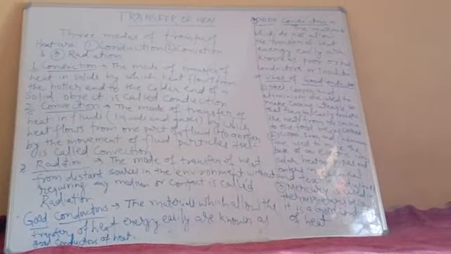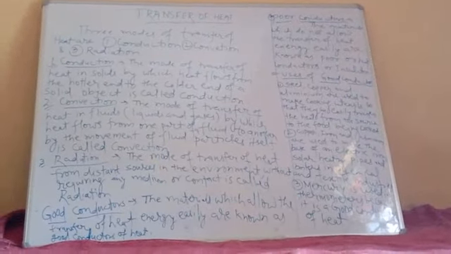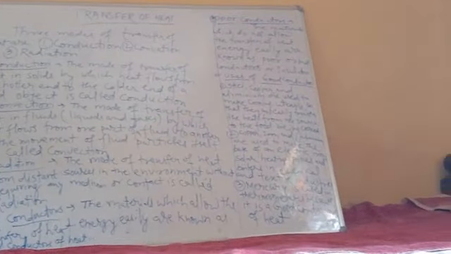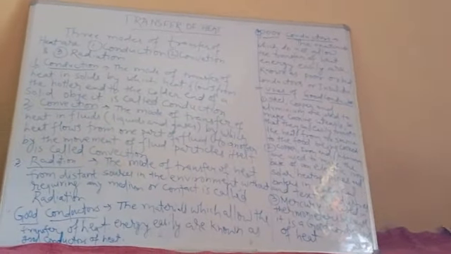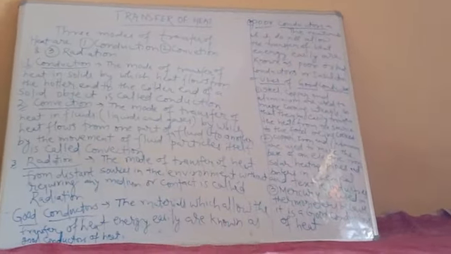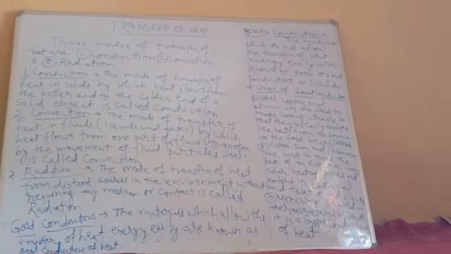While the other ones, that is insulators, do not allow heat to pass through them. So they are insulators like air, water, wood, plastic, cork, bakelite, cotton, wool, asbestos and mud. They are poor conductors of heat, or they are also called insulators.